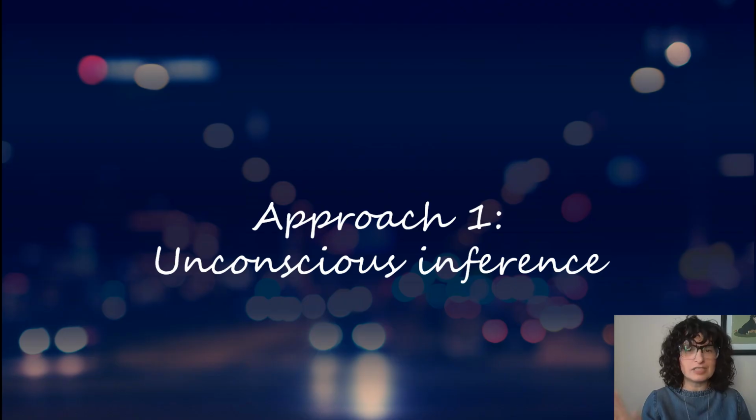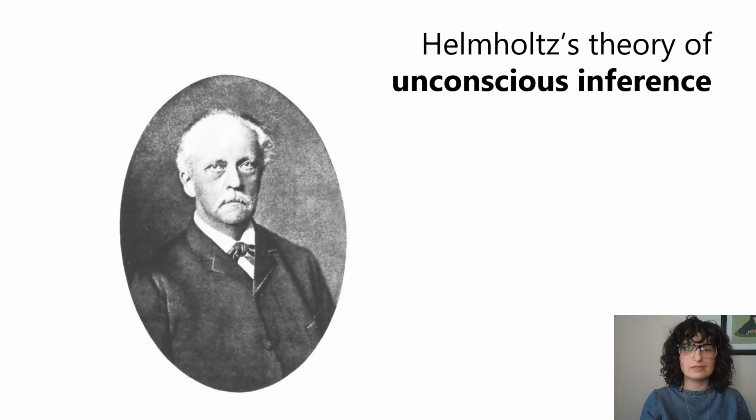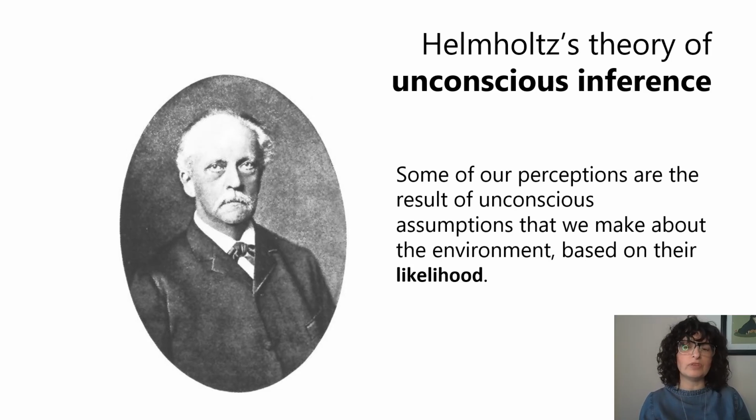All right, so let's talk about these different approaches to object perception. And we're going to start with the historical approach of unconscious inference. This approach was proposed by Hermann Helmholtz. Helmholtz had an idea of basically this concept of top-down processing through his theory of unconscious inference. So Helmholtz was actually a really important figure in the inception of psychophysics and the study of perception in the 19th century. And his theory was that some of our perceptions are the result of unconscious assumptions that we're making about the environment based on their likelihood.